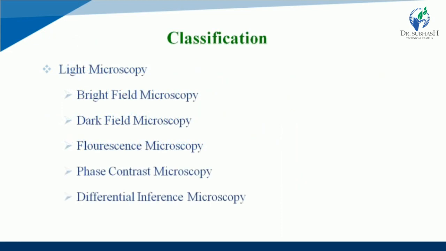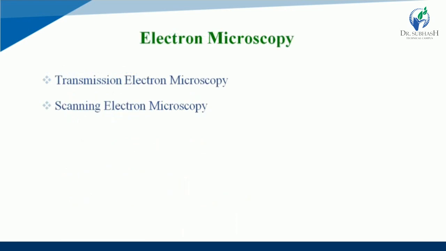Classification. First is light microscopy, which has various types: bright field microscopy, dark field microscopy, fluorescence microscopy, phase contrast microscopy, and lastly differential interference microscopy. And electron microscopy has two subtypes: transmission electron microscopy and scanning electron microscopy.